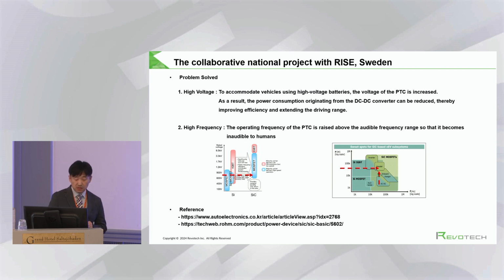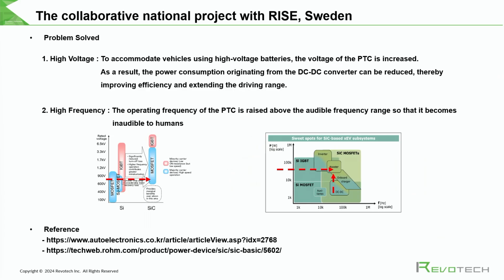To address the issues discussed, we propose two solutions. Firstly, develop a higher voltage PTC heater to reduce power consumption from the DC-DC converter, improving efficiency and driving range. Secondly, increase the PTC heater operating frequency to above human audible levels to reduce noise emissions. Implementing these solutions will require replacing the current IGBT with a SiC MOSFET in the controller.